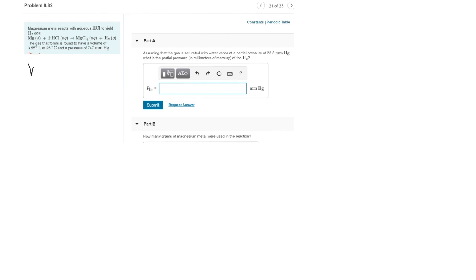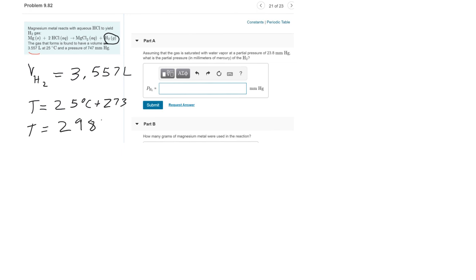They told us we have a volume of hydrogen gas, because that's the gas formed in the reaction, of 3.557 liters at a temperature. Oh, come on. Do they think we're idiots that we won't notice that they slipped us the Celsius? So we're going to convert that to Kelvin, even if we don't wind up using it, simply because the very existence of the Celsius scale offends us as human beings.